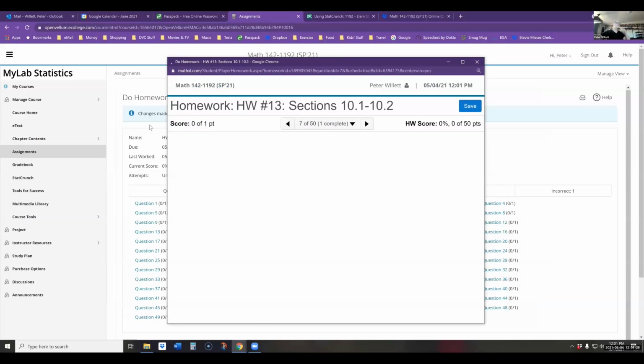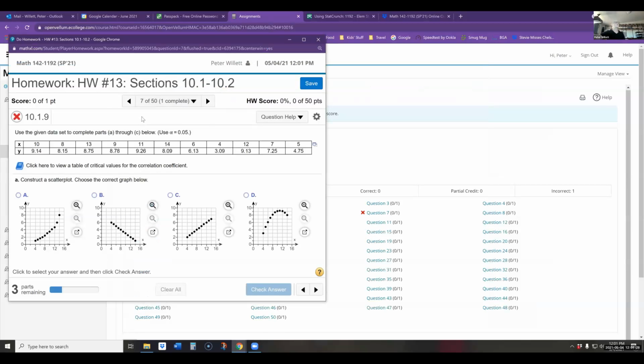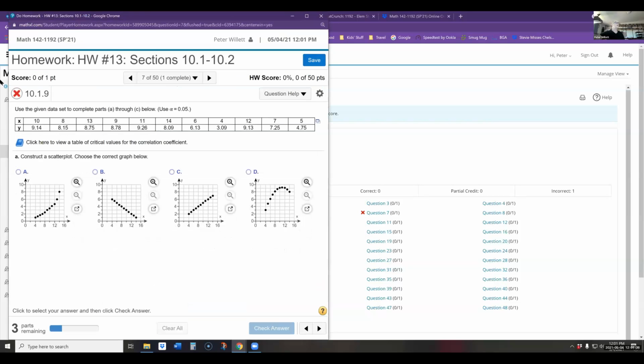All right, so here is problem number 7 from homework number 13, our current homework of the week on 10.1 and 10.2. So it gives us a data set of matched pairs. It says use the given data set to complete parts A through C below. And notice there's no situation here. They're not talking about chocolate and Nobels or left and right hand. They're just saying X and Y. So this is purely, here's the numbers, practice doing some analysis.